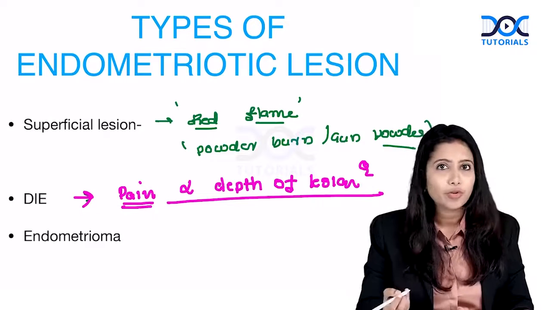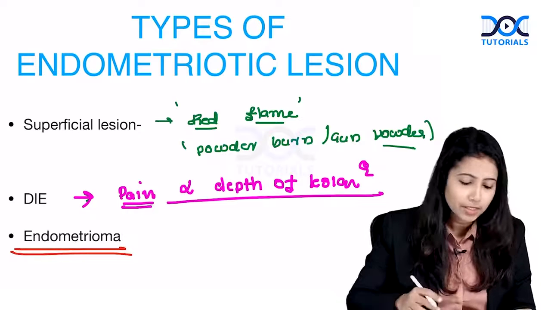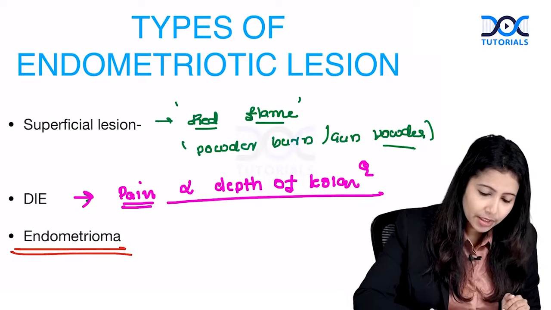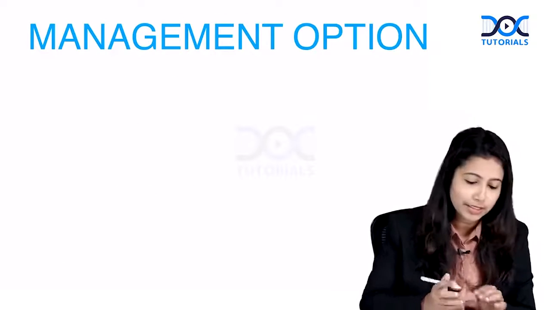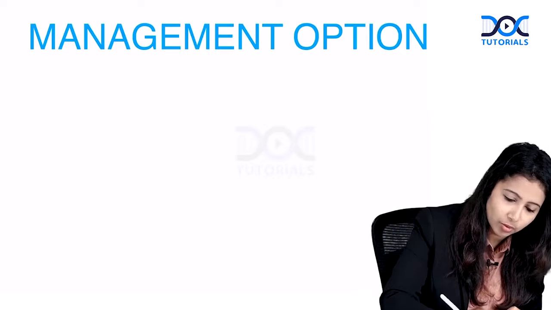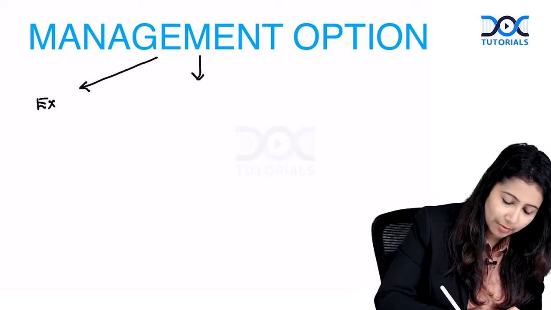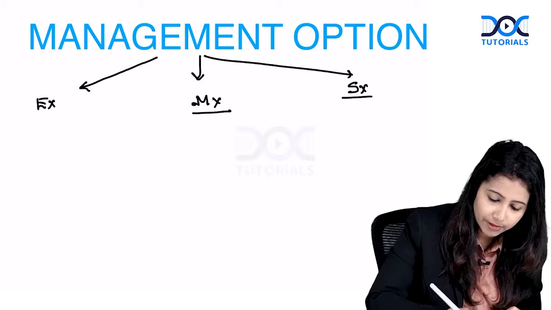Next is the endometrioma. We have already seen in detail about the endometrioma as well. So these are the various types of endometriotic lesions. Now coming to the management options. As for any gynecological disease, the management options include expectant management, medical management, and surgical management.